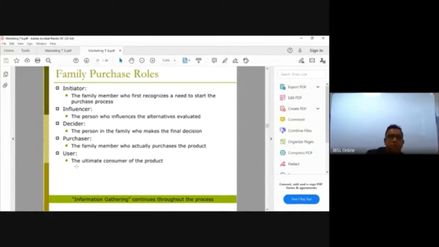So family influence in our day-to-day buying decisions is fairly substantial. That is something that you need to know, and also remember these different roles played by different family members when there is a purchase opportunity or purchase situation. There are initiators in the family, influencers, deciders, purchasers and users.